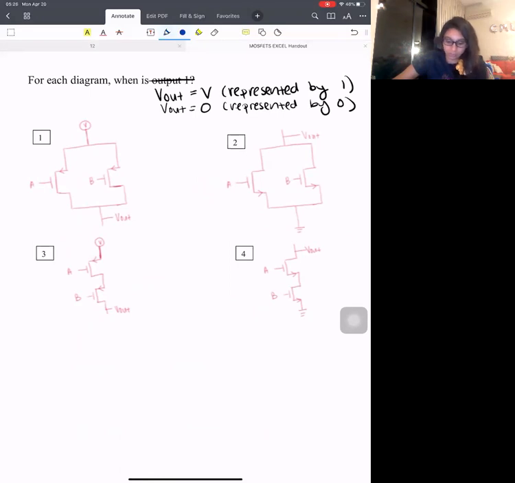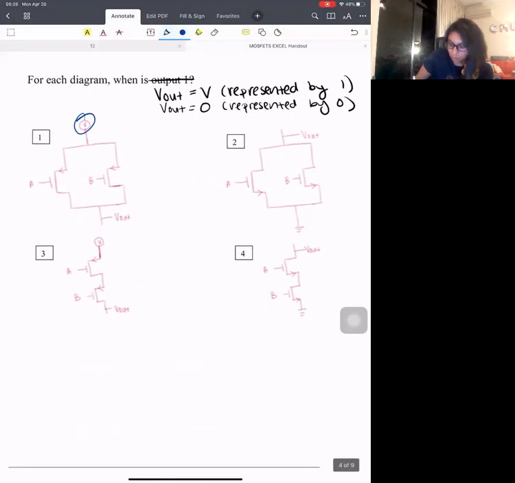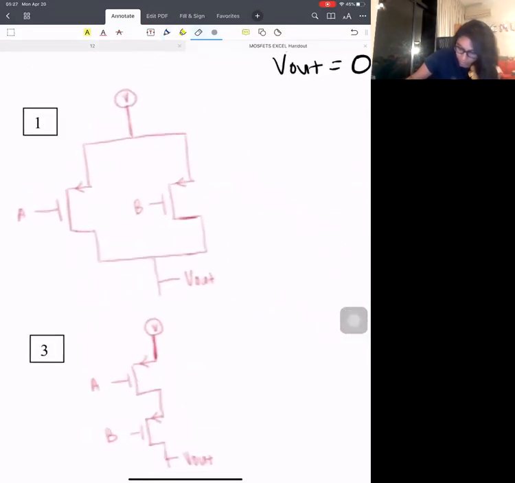So for each diagram, we're going to show when does V out equal V, where V is this input source over here, and when does it equal 0, also known as the ground. And so we're just going to go through and make a table for each one of them. So we're going to start with this one.